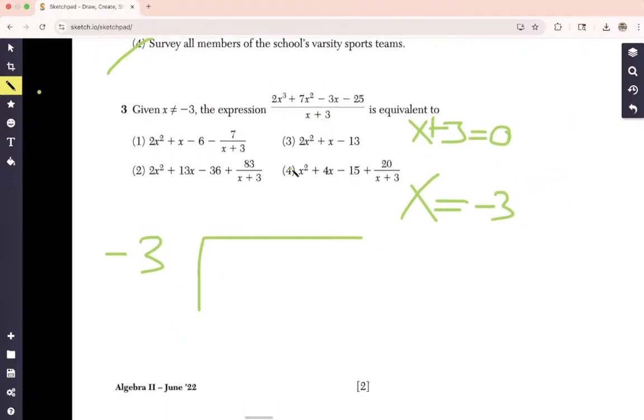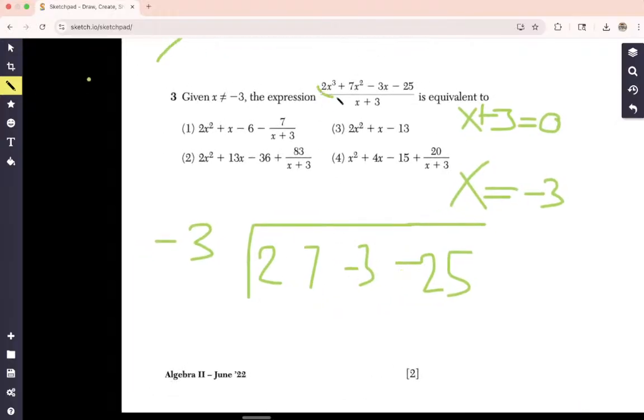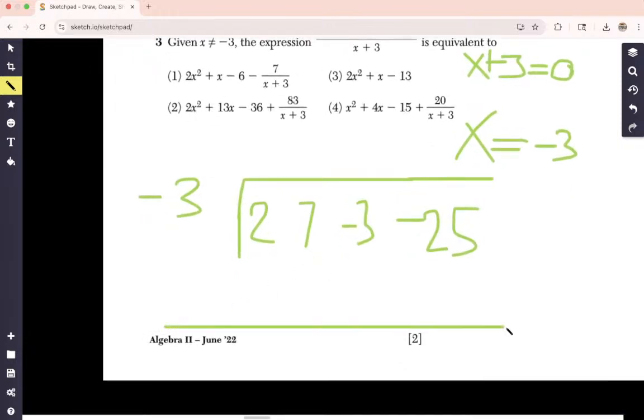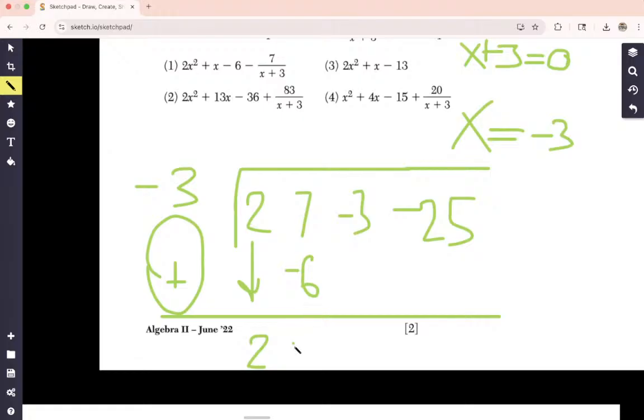So when x is equal to negative 3, our denominator is equal to 0, and on the inside you're going to put the coefficients of every term. So 2 goes in this spot, because it's 2x to the third power, then 7x to the second power, minus 3x minus 25. Now you're going to do the synthetic division. Drop down the first term, then multiply it. So 2 times negative 3 is negative 6. Add them up.